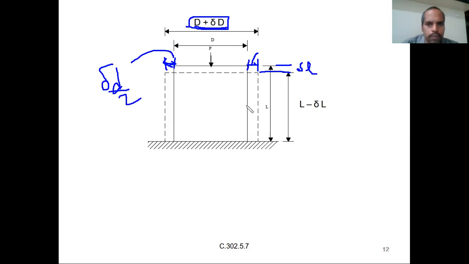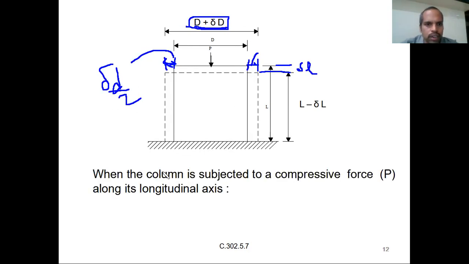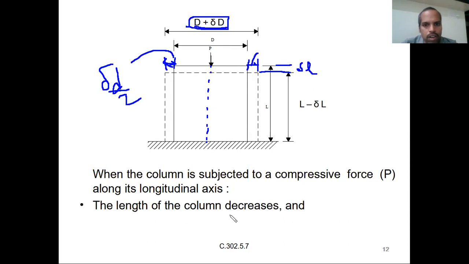Generally, when a column is subjected to compressive force P along its longitudinal axis, this is the axial load. Be very careful about this. Axial load means load acting along the axis of the member. The length of the column decreases to L minus delta L, and the diameter of the column increases, both sides increasing by delta d by 2, delta d by 2.